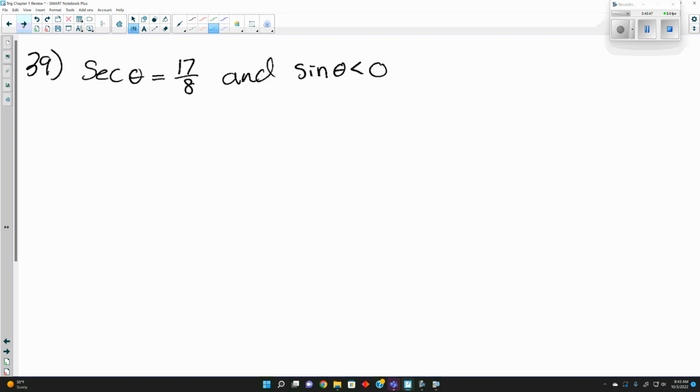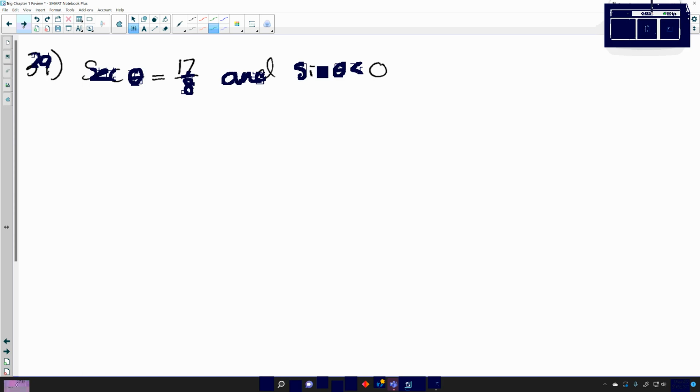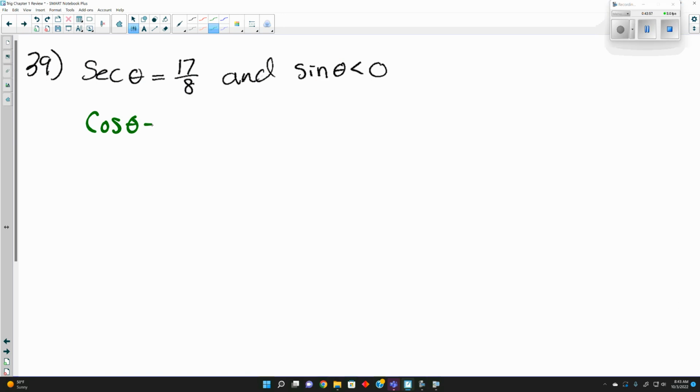Secant of theta is 17 over 8. Well, secant's the same as what? 1 over cosine, yes? So really what this has told us already is that cosine of whatever theta is going to be 8 over 17, yes? And since sine is less than 0, we know sine is negative, which tells us which quadrant we're in. Your sine's negative, cosine is positive, so that's quadrant 4. So we're down here is where we're at.